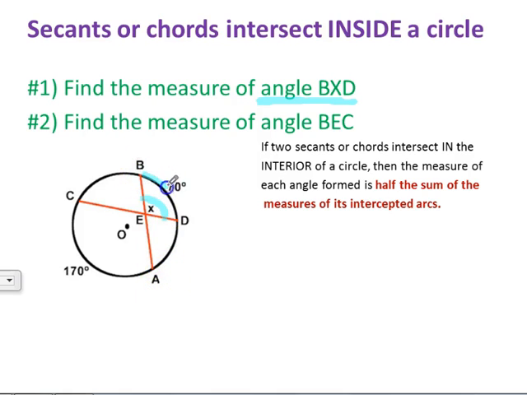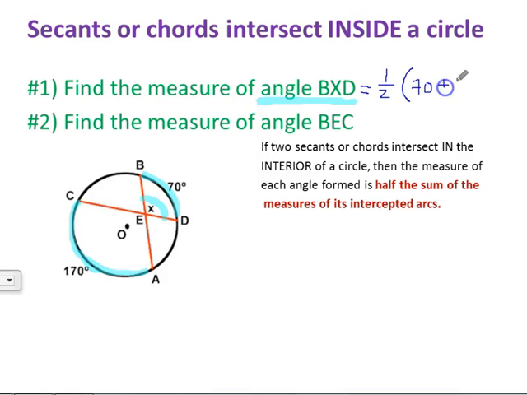How do we find that angle measurement? Well, if we look, we see we've got this intercepted arc is given as 70 degrees, and we've got this intercepted arc that's 170. So can you use the information that was just given to you on the previous slide to help us then find the measurement of angle BXD? All right, so to find that angle, we're going to take 1/2 of the total of the intercepted arc measure.